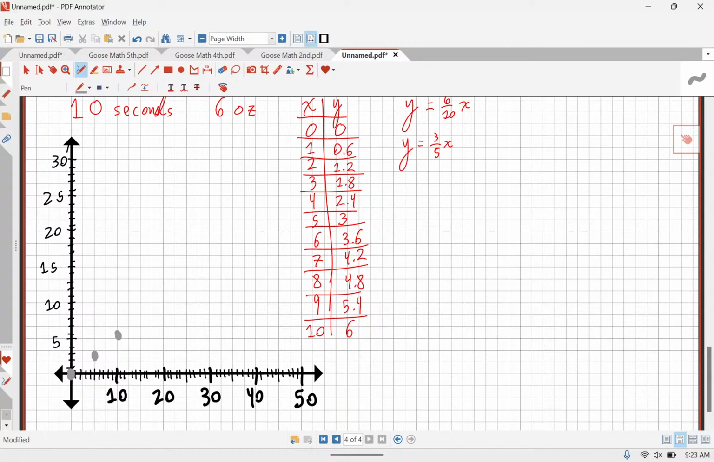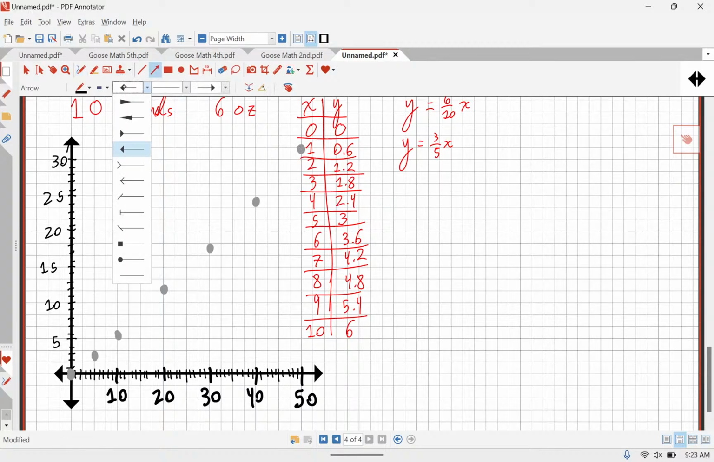So what was your 20? 20, 12. How about 30? 18. So that's 20, 12, 30, 18. Okay, how about 40? 24. Looks like that's around here. And how about 50? 30. Rico, should this be a solid line or a dashed line?